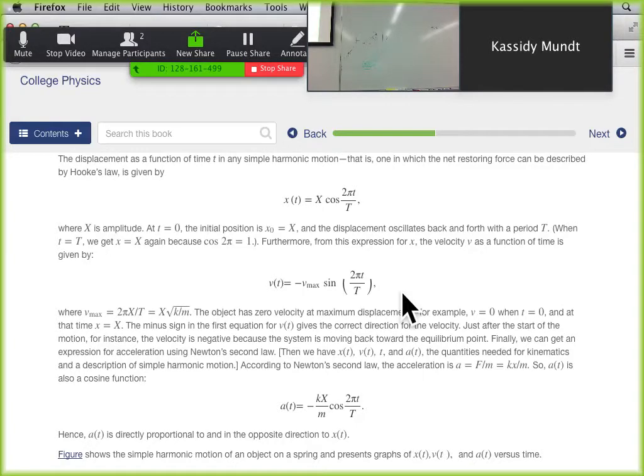And you get negative the maximum velocity that it would have, times the sine of 2 pi t over the period. So that's the function for the velocity. So you have a function for the position of your oscillator, and you have a function for the velocity of your oscillator. How do you get the acceleration?